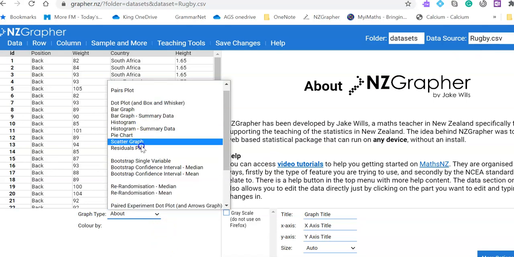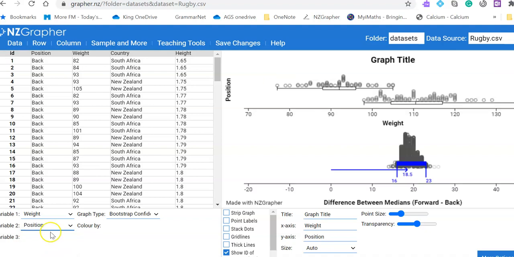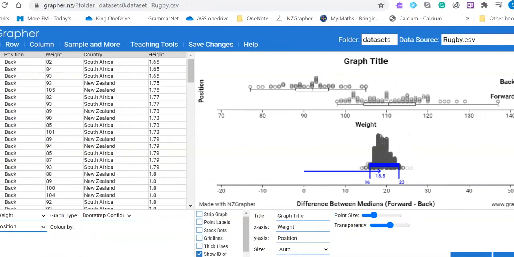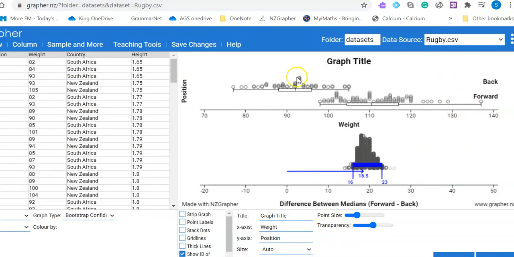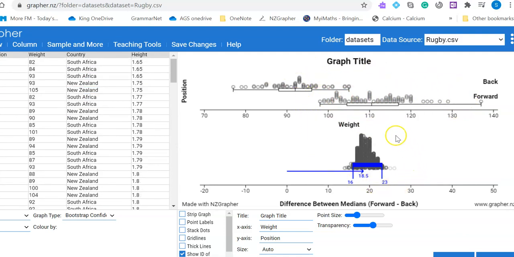And now instead of going to the dot plot, I'm going to go to this bootstrap confidence interval, median, because we're dealing with medians here. As before, we're going to choose the weight, and then we're going to choose the position. And here we get our confidence interval. I'll just shift this over. There's our original sample. And what they've done is they've resampled this 1,000 times. And we have this distribution down the bottom here of all those 1,000 samples. We can see on average that the forwards tend to be 18.5 kilograms heavier.